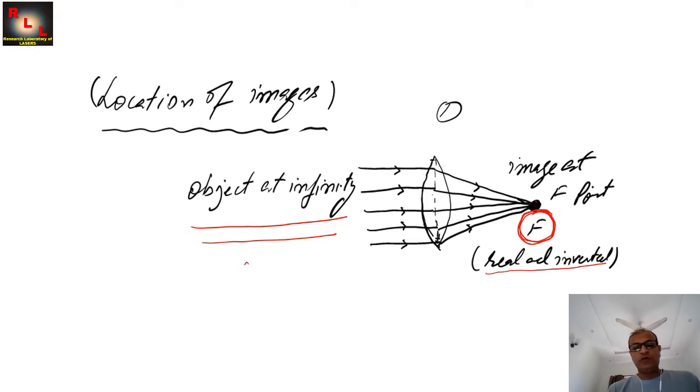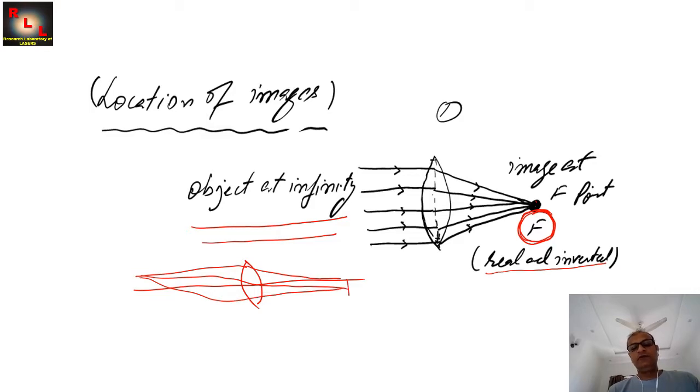Definitely, like we know already, if you find the image here, the image will be inverted, at the focal point. Real and inverted on the image side. This is the object side. This is the first case.